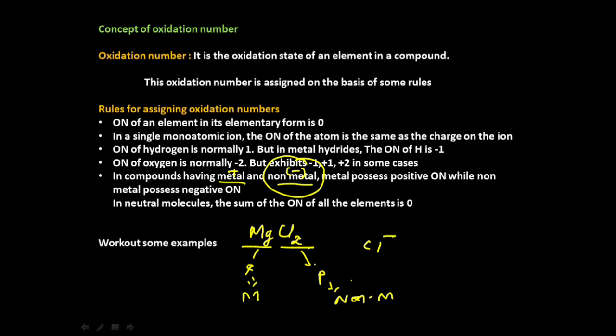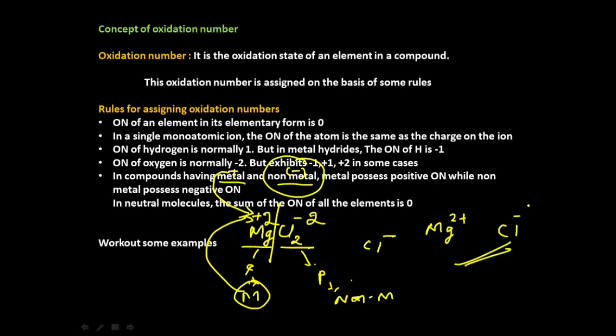So in this case, 2 chlorine will provide a -2 charge. In order to neutralize this, magnesium will possess a +2 charge. Yes, metals generally possess what? Positive oxidation state. That is the reason metals exhibit positive charge and non-metals exhibit negative charge. So that is how we can justify.